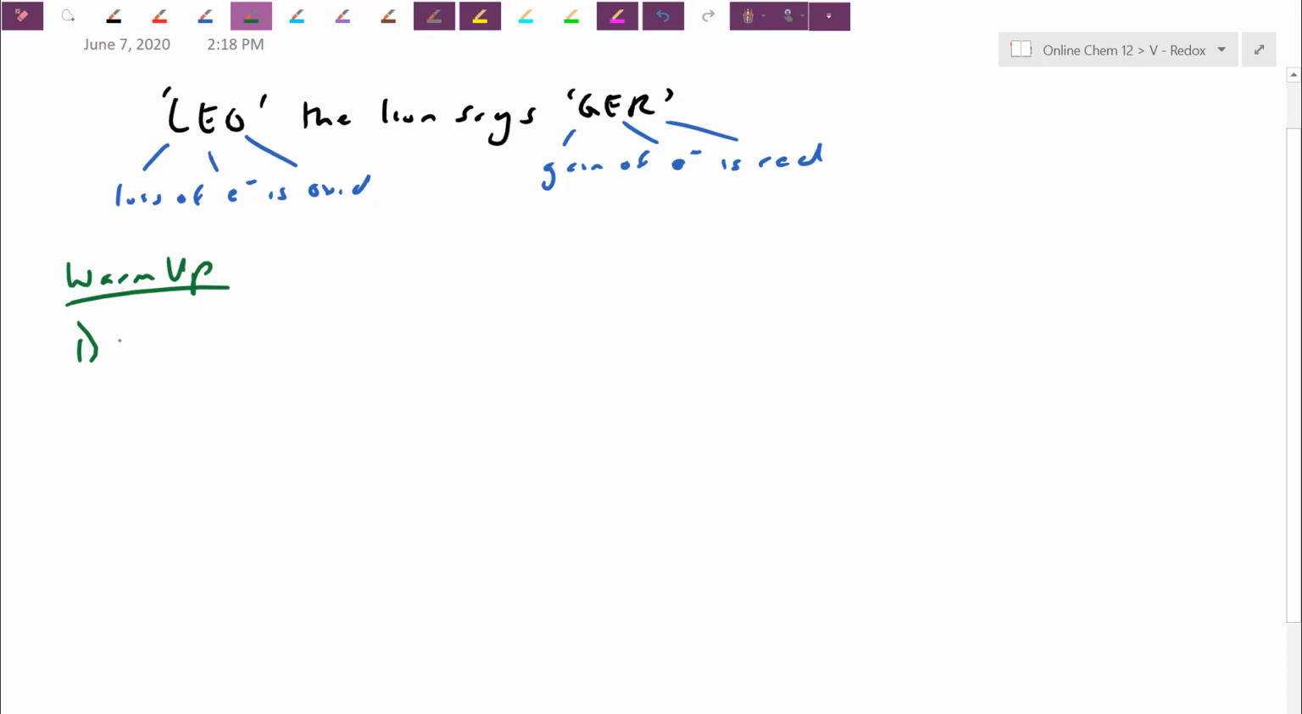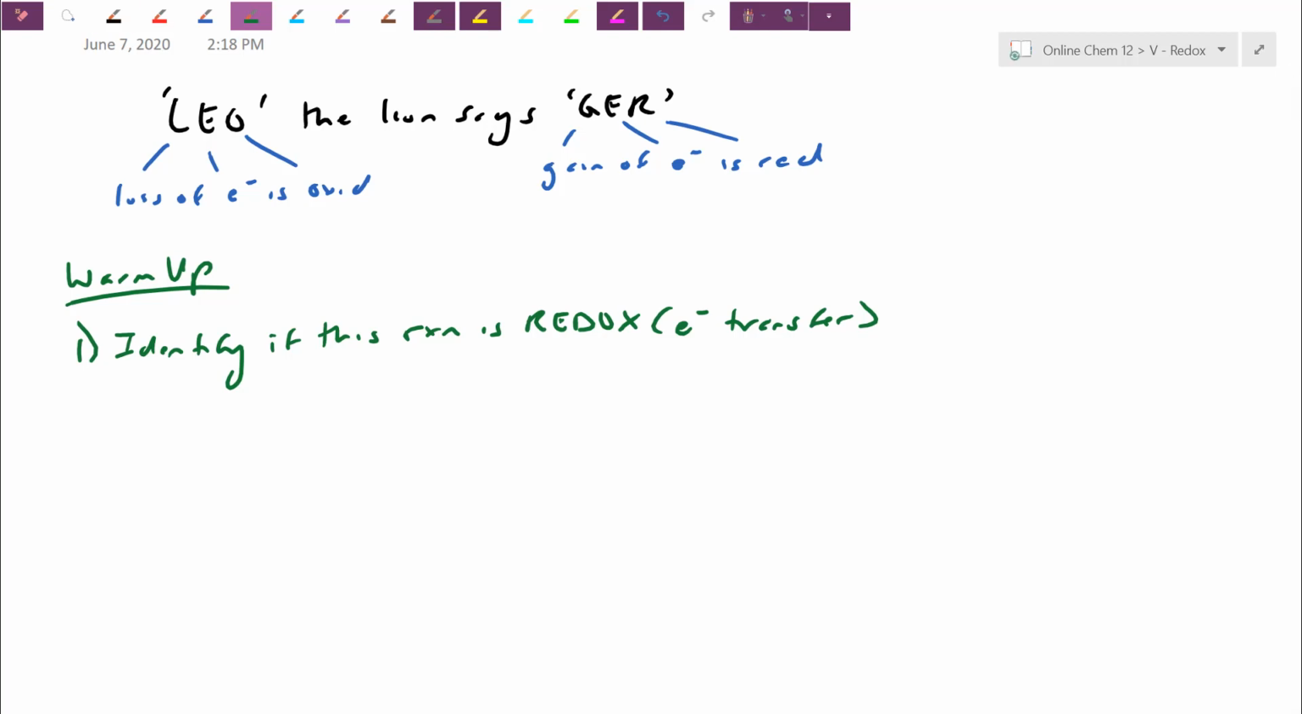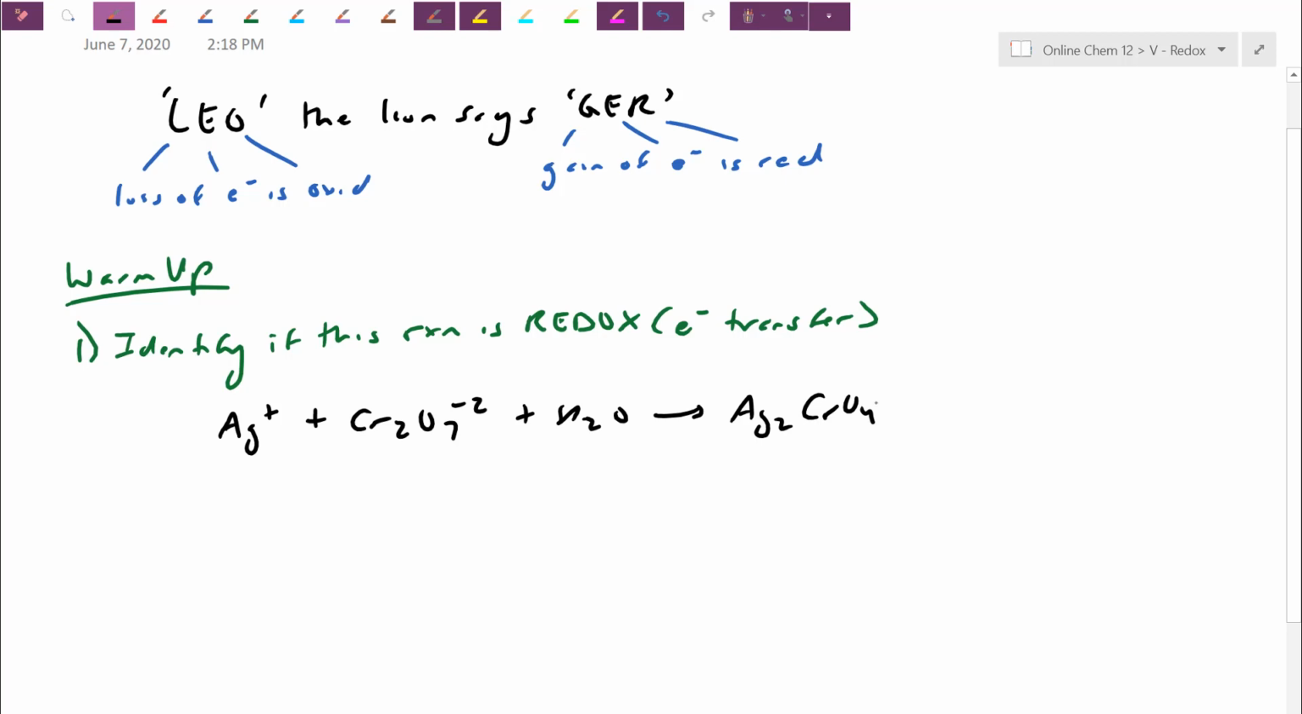Number one, I want you to identify if this reaction is redox. Where we learn redox, it involves a transfer of electrons, right? I'll give you this one: silver plus reacts with Cr2O7 minus 2, and water, one-way arrow, ends up giving you silver chromate, Ag2CrO4, and an H plus.